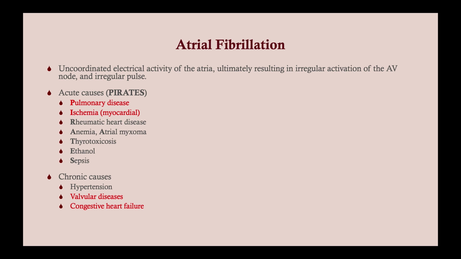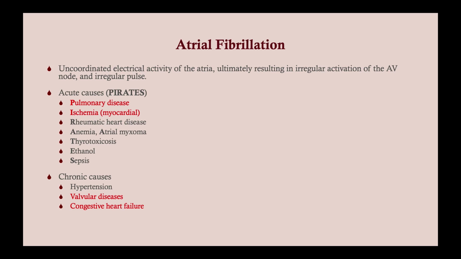Atrial fibrillation is uncoordinated electrical activity of the atria, ultimately resulting in irregular activation of the AV node, which, remember, initiates ventricular contraction, and then, of course, is going to lead to an irregular pulse. If you have irregular activation of the AV node, which results in contraction of the ventricles, and that's causing your pulse, then you're going to have an irregular pulse, in particular, an irregularly irregular pulse. There are some differences between atrial fibrillation and atrial flutter, which we'll go into in a little bit, but this is just uncoordinated electrical activity of the atria.